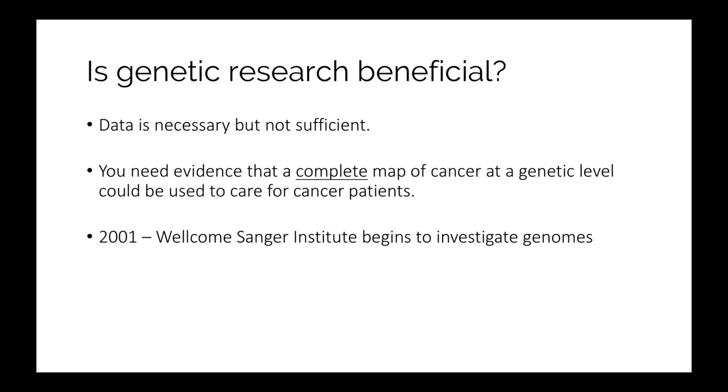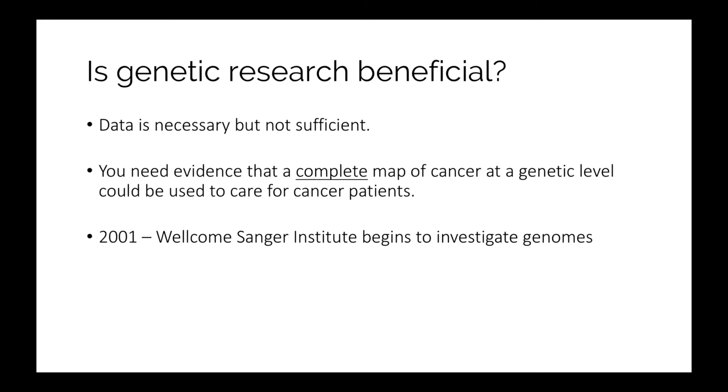Now, the question you must always ask yourself is: is the research you're doing beneficial? Is it going to help someone? Having enormous information and data is necessary, but simply having it doesn't tell you whether you can use it to help cancer patients. Now, genomics research looks at the differences between normal cells and malignant tumors and looks to target the hallmarks of cancer we discussed on the last slide.